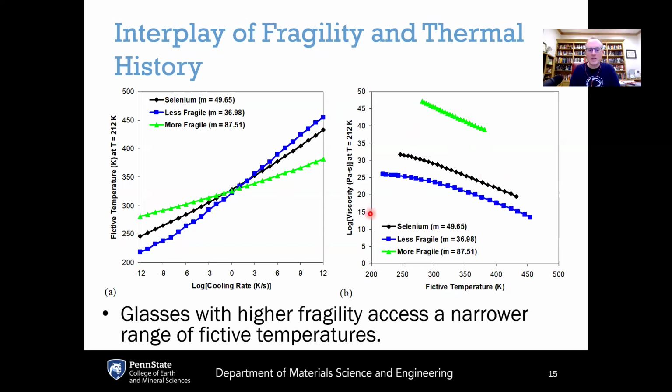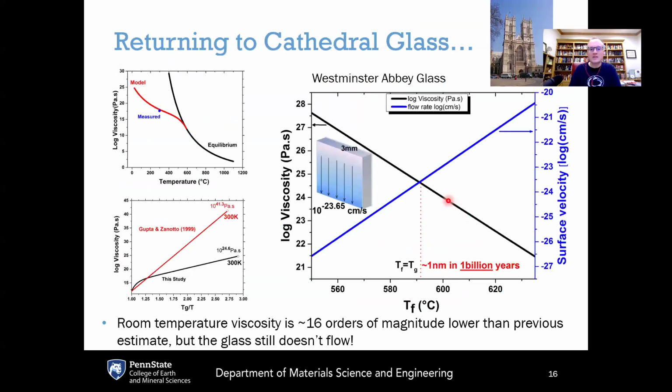And on the right-hand plot here, this shows the logarithm of viscosity for these three systems as a function of fictive temperature, where you can see that the more fragile system at low temperatures, this is at 212 Kelvin, that at these lower temperatures below the glass transition, the viscosity of the higher fragility system is actually much higher compared to the viscosity of the lower fragility system.